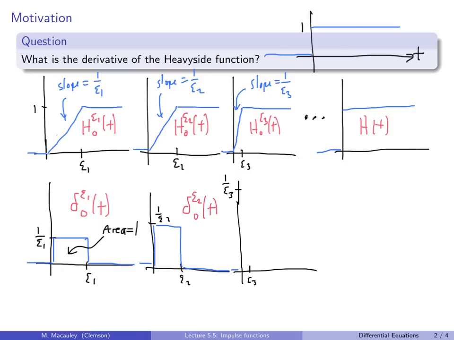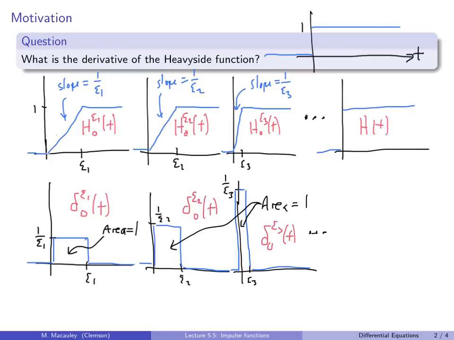Now this function is this thing. And again, both these things have area equal to 1, both under this area, or under this box, under that box. And this thing is delta 0 of epsilon 3 of t. Okay, so same question.